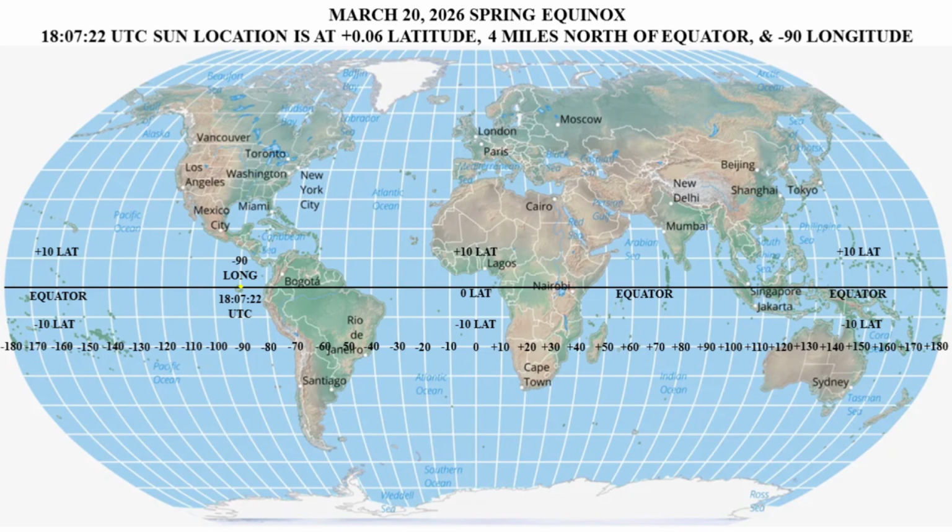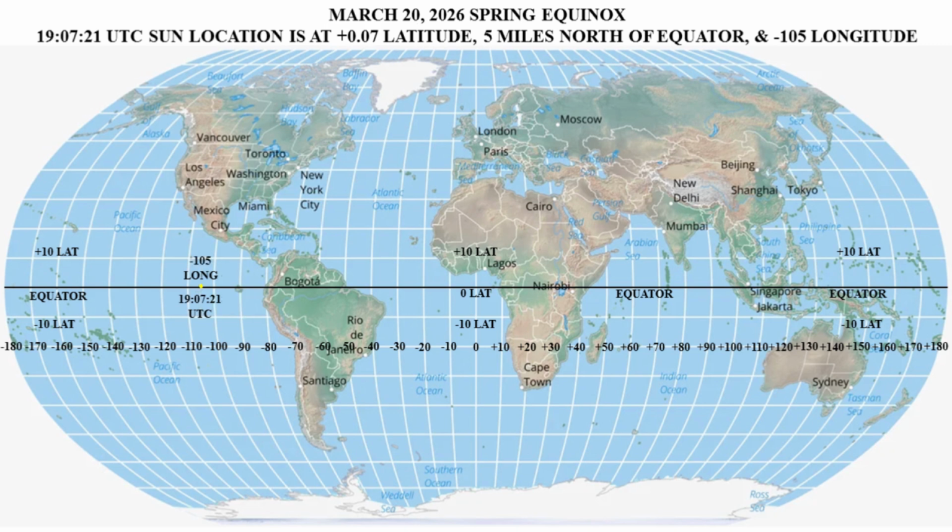18:07:22 UTC, sun location is at plus 0.06 latitude, 4 miles north of the equator, and at minus 90 longitude degrees. 19:07:21 UTC, sun location is at plus 0.07 latitude, 5 miles north of the equator, and at minus 105 longitude degrees. 20:07:21 UTC, sun location is at plus 0.09 latitude, 6 miles north of the equator, and at minus 120 longitude degrees.